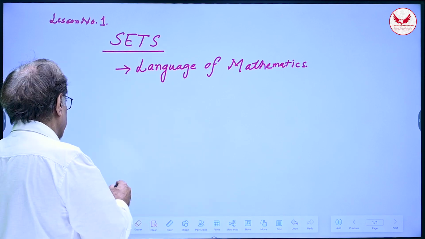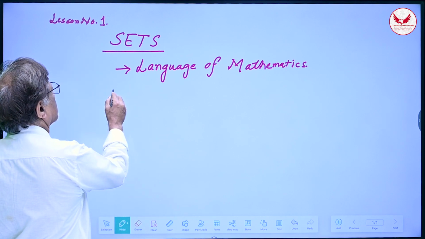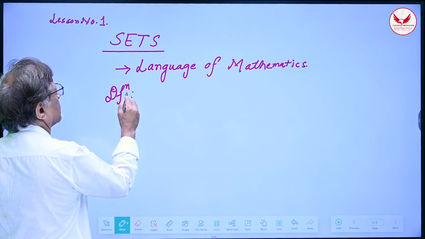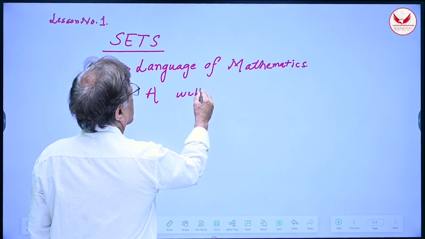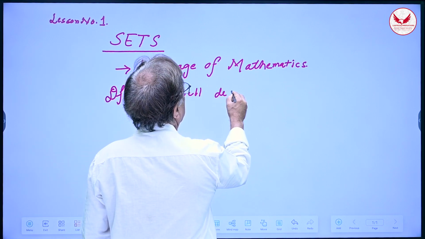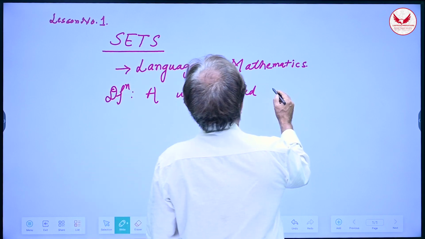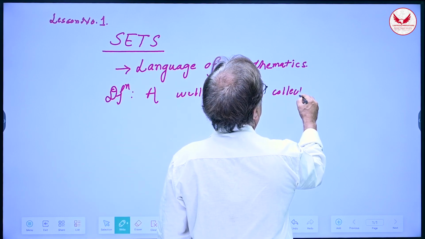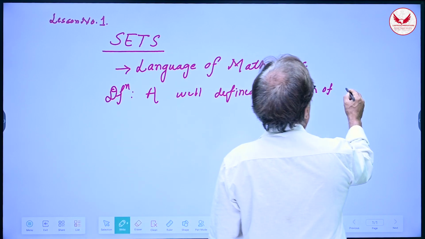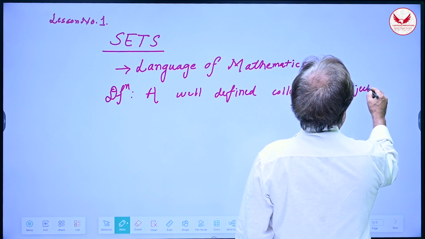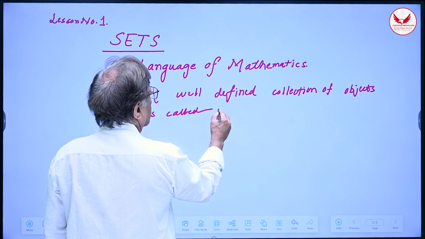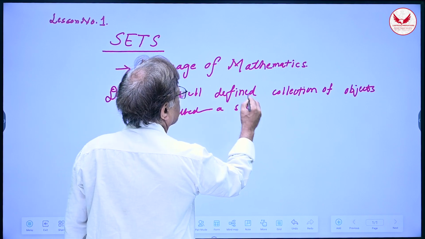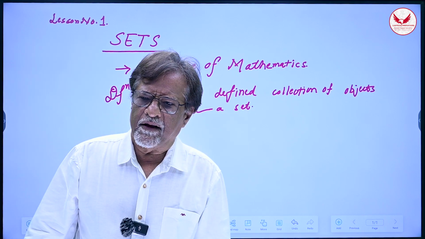So I'll write it for you. Definition. A well-defined collection of objects is called a set.